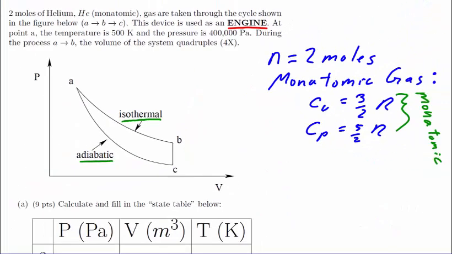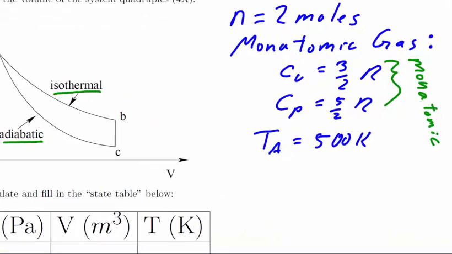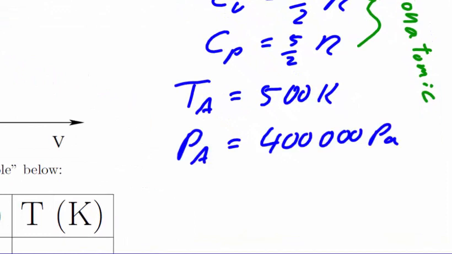These 2 moles of monatomic helium gas are taken through the cycle shown in the figure below, A to B to C, and then returning back to A. The device is used as an engine. We recognize that because the device goes in the clockwise direction, expanding when the pressure is the highest and contracting when the pressure is the lowest. Therefore, it is certainly an engine. We're told that at point A, the temperature is 500 Kelvin, and that the pressure at point A is 400,000 pascals. Finally, we're told that during the process of A goes to B, the volume of the system quadruples, which means 4 times.